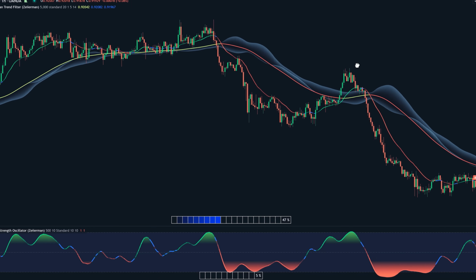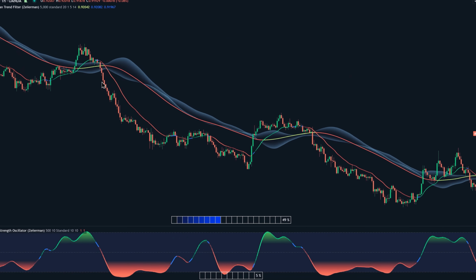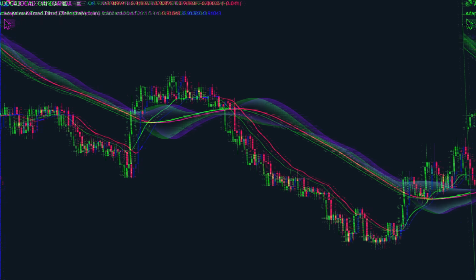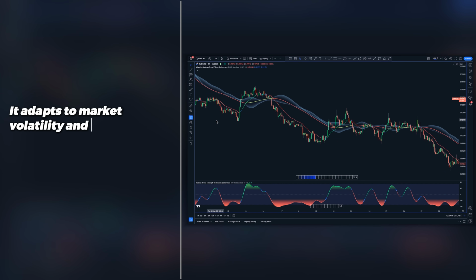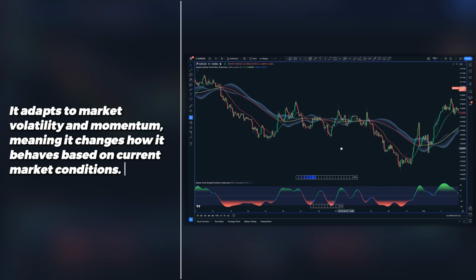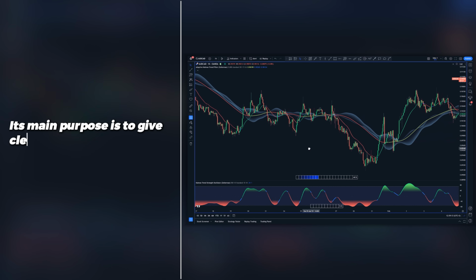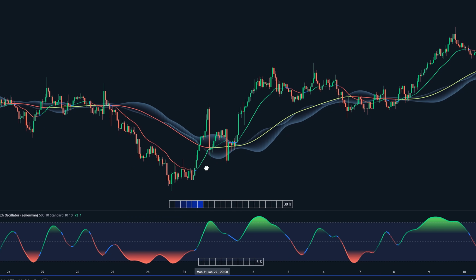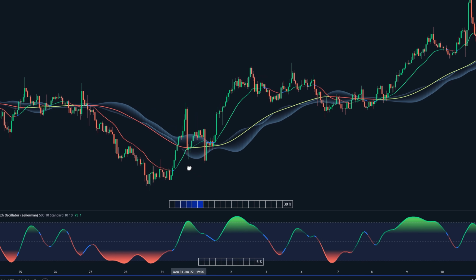These two indicators are related. You can even consider them siblings of each other. The one at the top is the Adaptive Kalman Trend Filter. It adapts to market volatility and momentum, meaning it changes how it behaves based on current market conditions. Its main purpose is to give clear trend direction without unnecessary noise, so you can see exactly what's happening with the trend of the market.